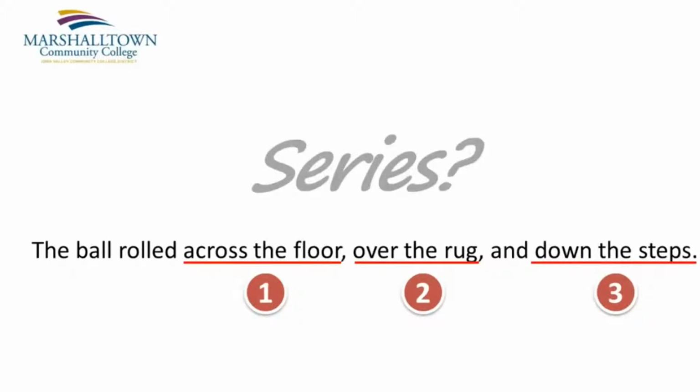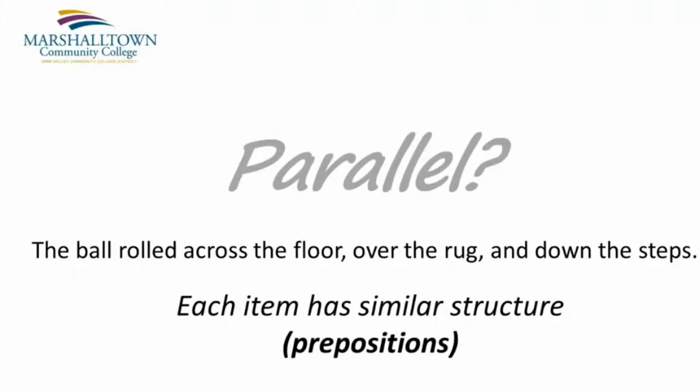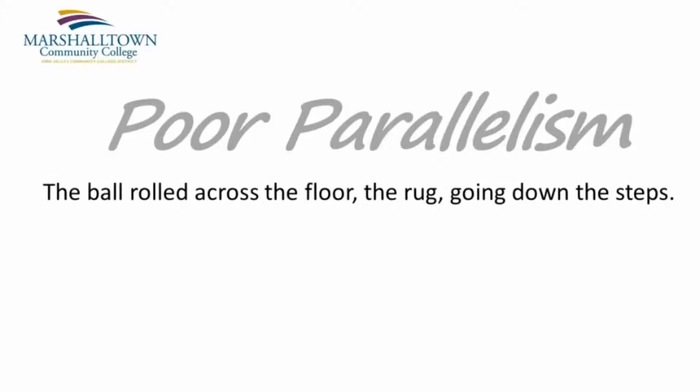In grammatical terms, this sentence is parallel, and that's because each item in the series has a similar structure that uses prepositions. Now, if you remember from grammar school, a preposition is a word that describes a location. Notice the prepositions used in this sentence: across, over, down. The consistency here helps keep the structure of the sentence parallel. Now let's take a look at what can go wrong when you break that consistency and the sentence is no longer parallel. The ball rolled across the floor, the rug, going down the steps.